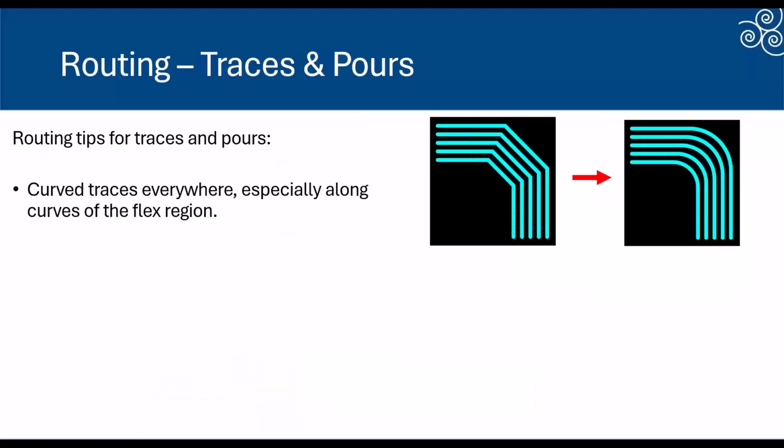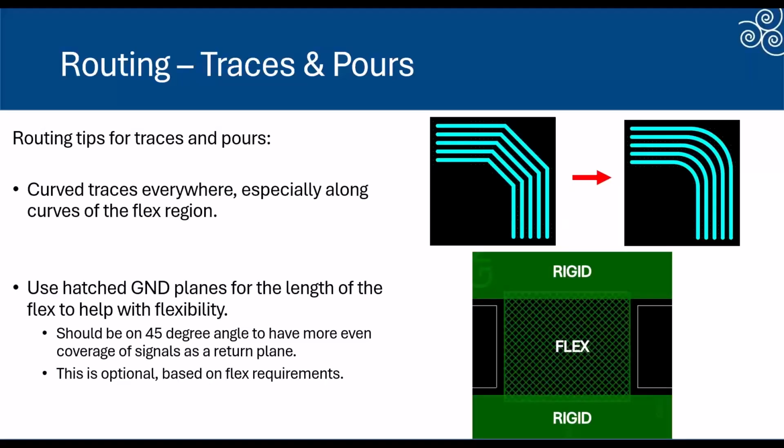A few more items on traces and pours. When you're dealing with flex design, you want to try to get curved traces anywhere instead of using a 45-degree angle because, again, the flexes are really fragile. You want to take out any sharp edges in your copper. And generally, we'll also see a hatched ground plane across the length of a flex. This is used to increase the flexibility. The more copper that exists, the thicker the board will be and the more rigid it will be.